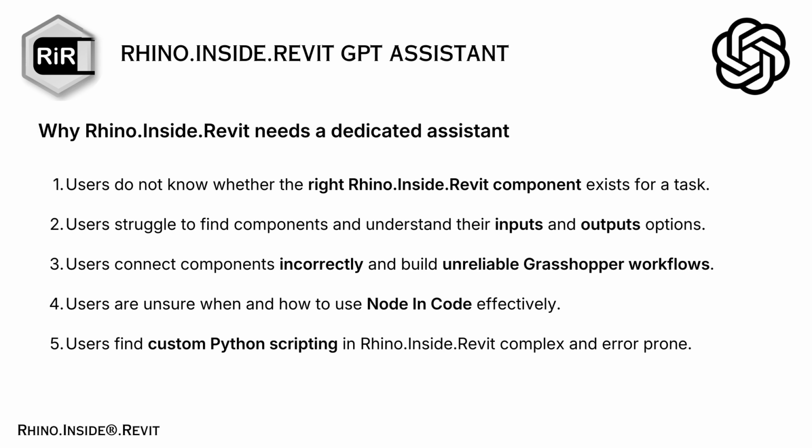This is an initial version, and we will continue improving it as we go along, based on real usage and feedback. The goal is simple: help users work faster, build correct workflows, and reduce unnecessary trial and error. Now let us go through a few examples and see how this assistant works and how it supports you during real workflows.